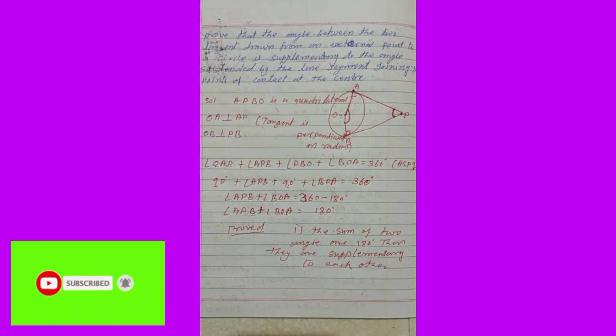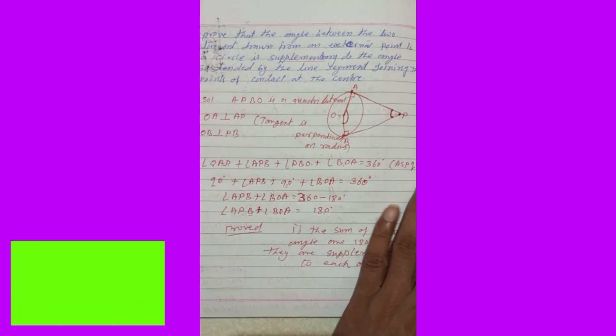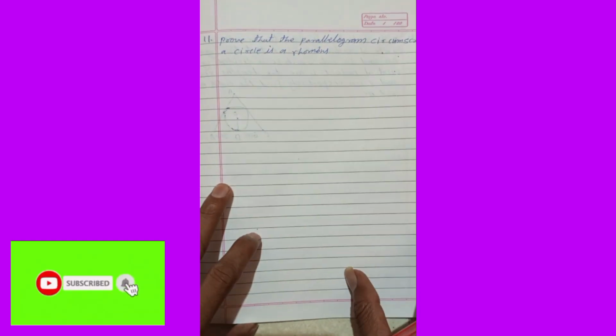So that's last, and it is hope. Next we are going to question number 11. Now question number 11 says: prove that a parallelogram circumscribed by a circle is a rhombus.